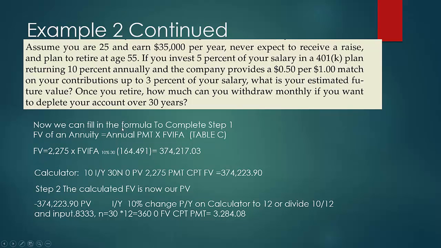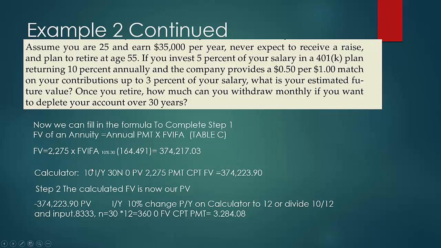So now we can fill in the formula to complete it. The future value of an annuity equals annual payment times the future value interest factor, which is table C. Our future value equals the payment 2,275 times the factor 10% on 30. Look it up in your appendix, and it will give you 164.491. And therefore, your future value equals 374,217.03.